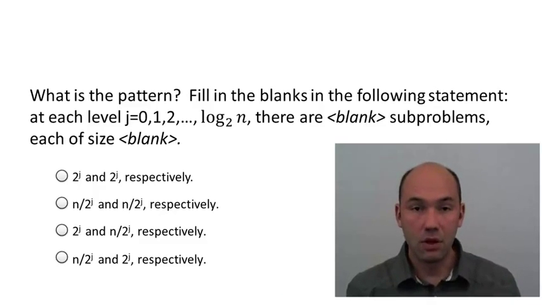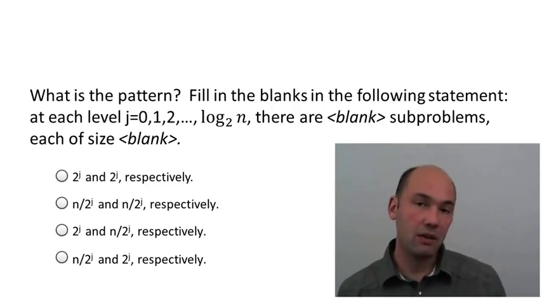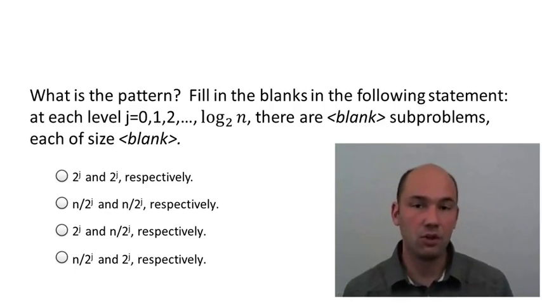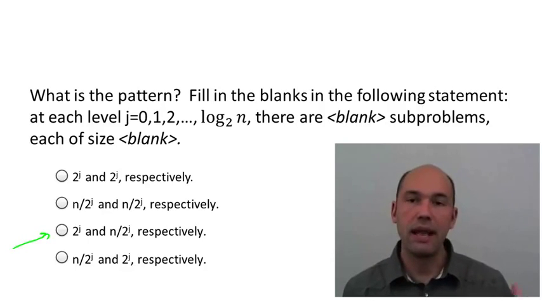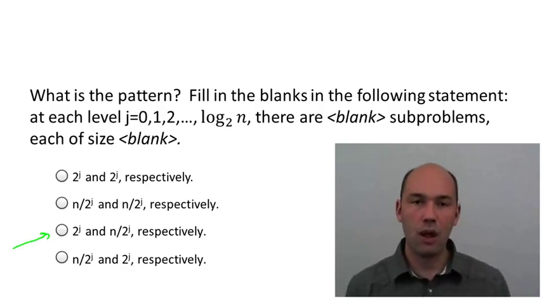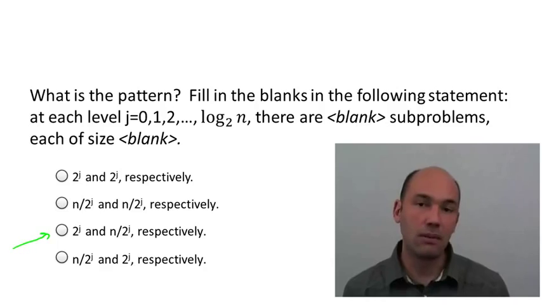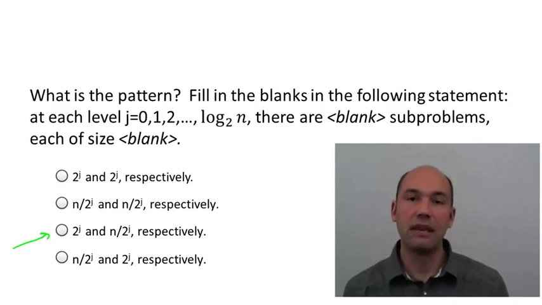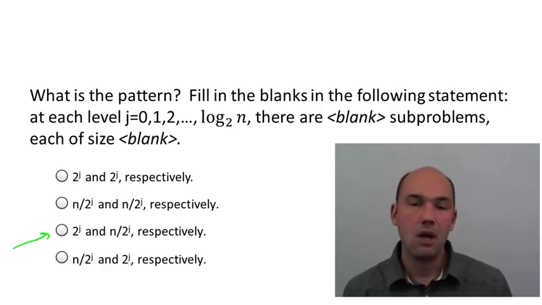So the correct answer is the third one. First of all, at a given level j, there's precisely 2 to the j distinct subproblems. There's one outermost subproblem at level 0. It has 2 recursive calls. Those are the 2 subproblems at level 1, and so on. In general, since merge sort calls itself twice, the number of subproblems is doubling each level, so that gives us the expression 2 to the j for the number of subproblems at level j.